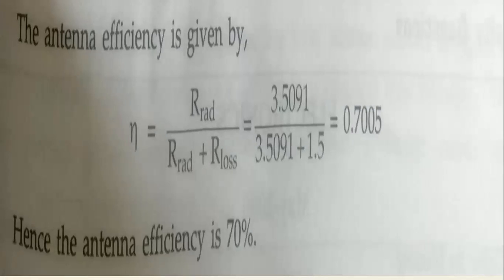How can we find the efficiency of the antenna? The antenna efficiency can be calculated as eta is equal to radiated resistance divided by radiated resistance plus loss resistance. So here 3.5091 divided by 3.5091 plus 1.5, you will get 0.7005. In terms of percent, you get 70.05%, or simply on average 70%, which is your antenna efficiency.